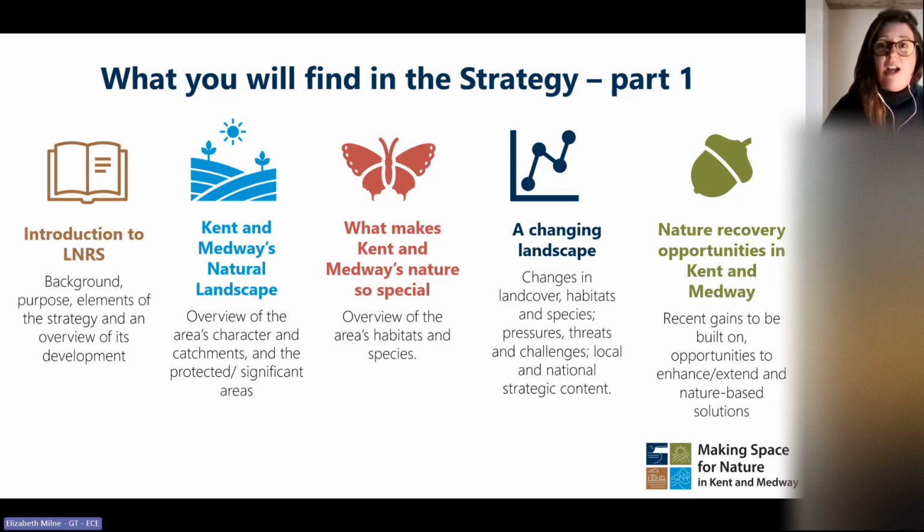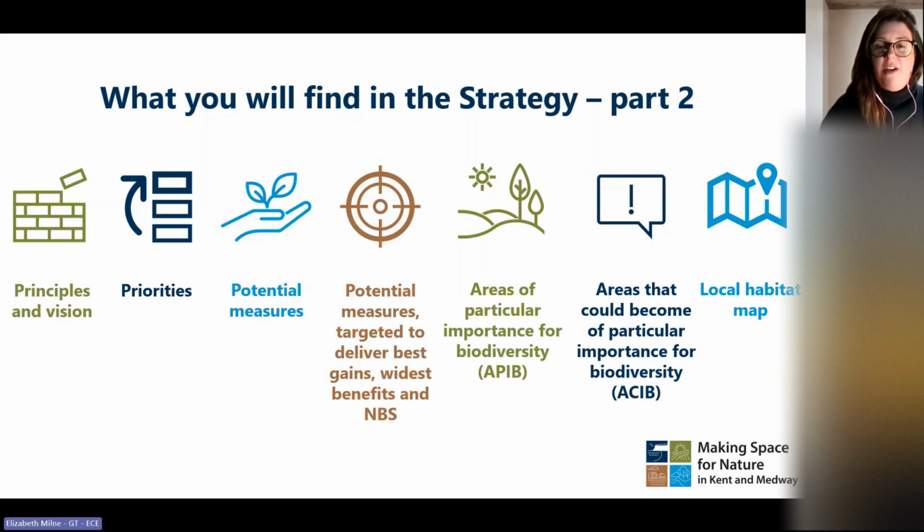Instead, what I will do now is focus on part 2 of the strategy, which is the real nuts and bolts of the proposals for nature recovery. The second part of the strategy presents essentially all the statutory requirements that we were told we had to include within the local nature recovery strategy. So this is the underlying principles and vision, the priorities that sit underneath this, the potential measures that will deliver the priorities, and the mapping that targets where those potential measures would best be delivered.